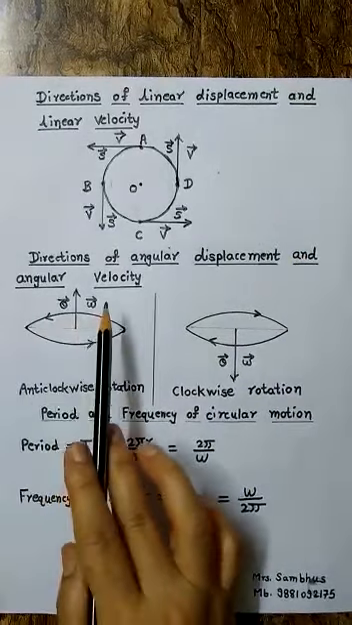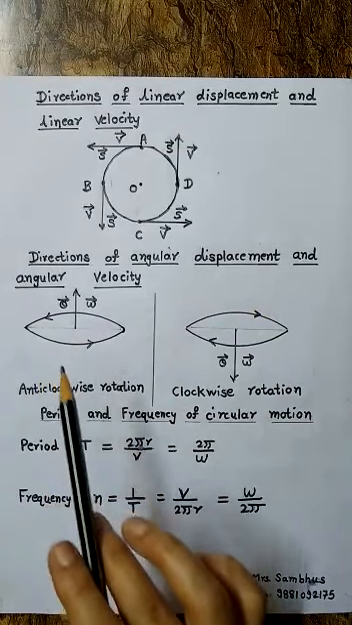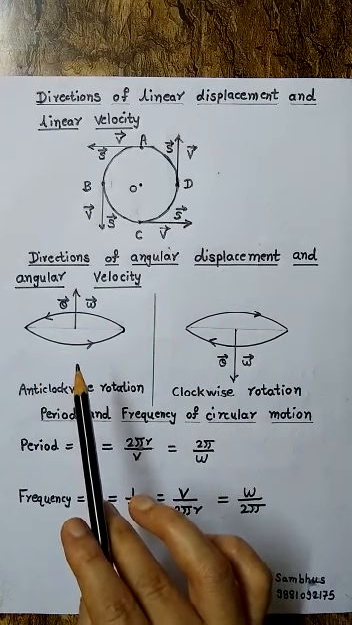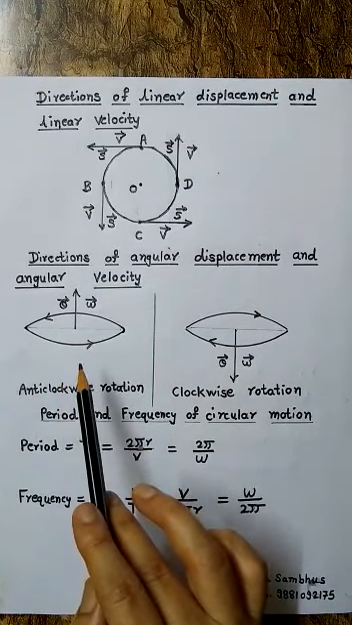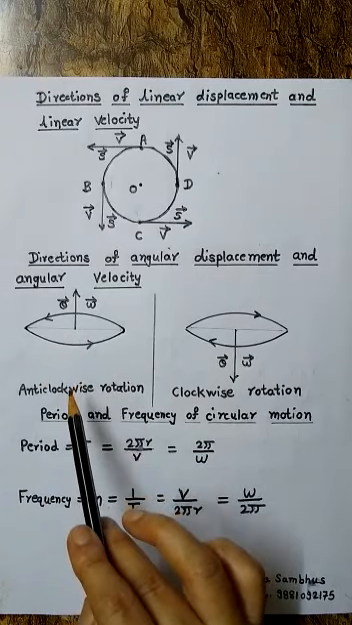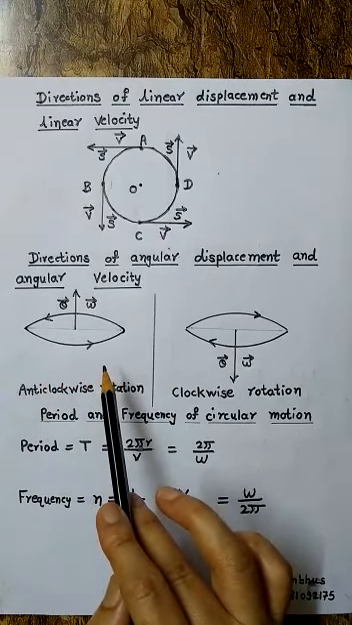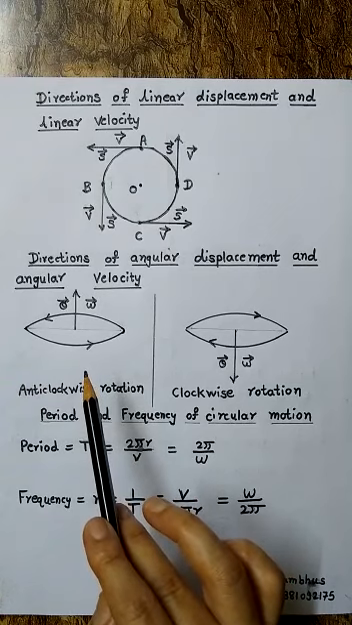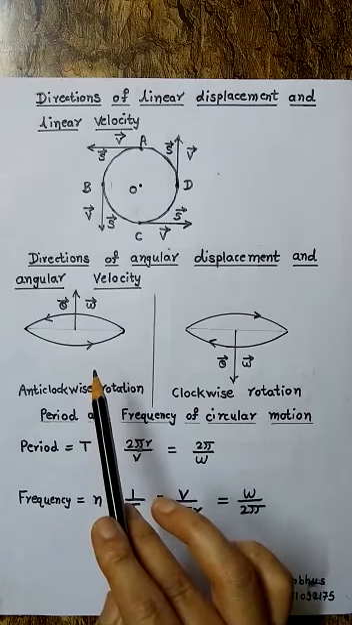Now let us see the directions of angular displacement and angular velocity. The directions of angular displacement and angular velocity are always acting along the axis of rotation of the circular path. What is the axis of rotation? It is a straight line passing through the center of the circular path and perpendicular to the plane of the circular path. Now to decide the exact direction of angular displacement and angular velocity, we use the right hand rule.